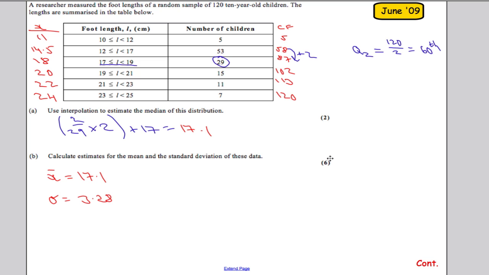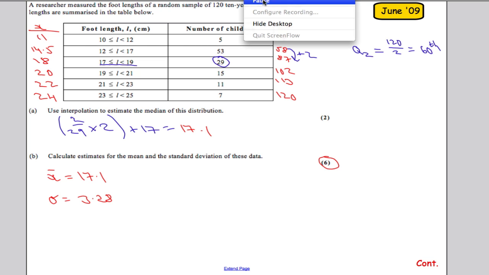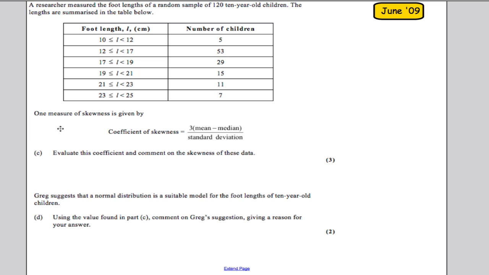3.28, and obviously we have saved a whole host of time for our 6 marks here. Okay, next part of the question. One measure of skewness is given by 3 times the mean minus the median over the standard deviation. Evaluate this coefficient and comment on the skewness of the data.